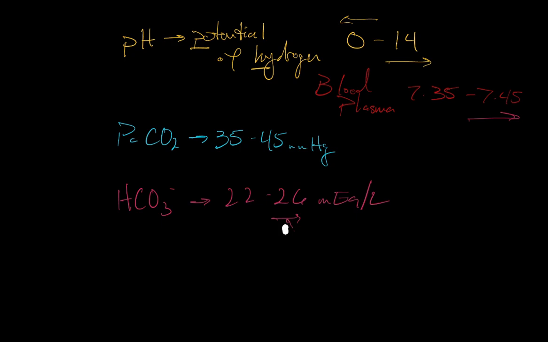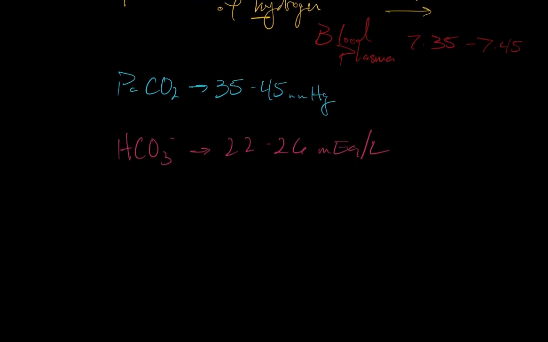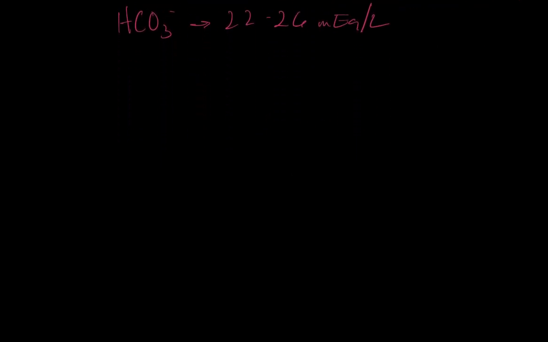So with these values in mind, we can look at acid-base disorders. Essentially, we can look at a particular set of ranges for all three of these values and describe what the disorder is going to be.